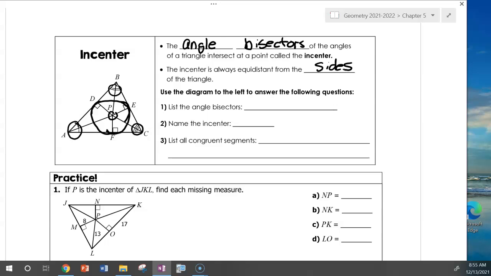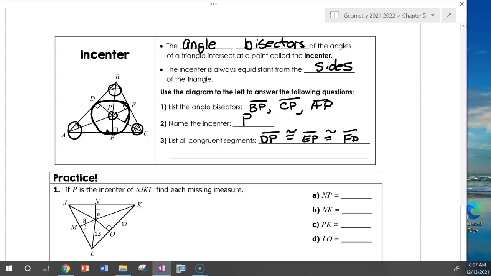So we're going to list our angle bisectors here. First angle bisector is BP. Our second angle bisector is going to be CP. And our third angle bisector is going to be AP. Incenter of this one is point P. And now we're going to name all of our congruent segments. Right away, we know that those radii are going to be the same. So DP is going to be congruent to EP, which will be congruent to FP.